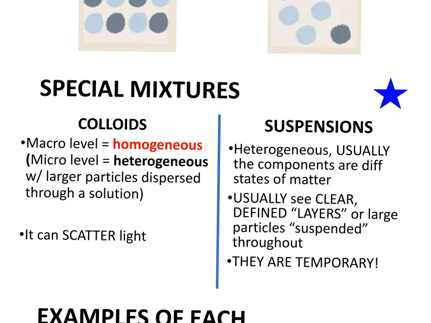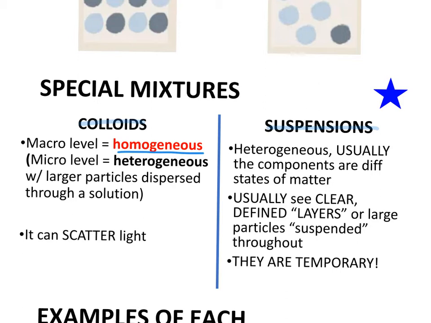Now we do have some special mixtures that are important to note. They are called colloids and suspensions. Colloids on the macro level are homogeneous, but if I put them under a microscope, they would be heterogeneous. The reason being is it can scatter light. A couple examples of colloids could be milk, jello, pearls, a lot of that stuff.